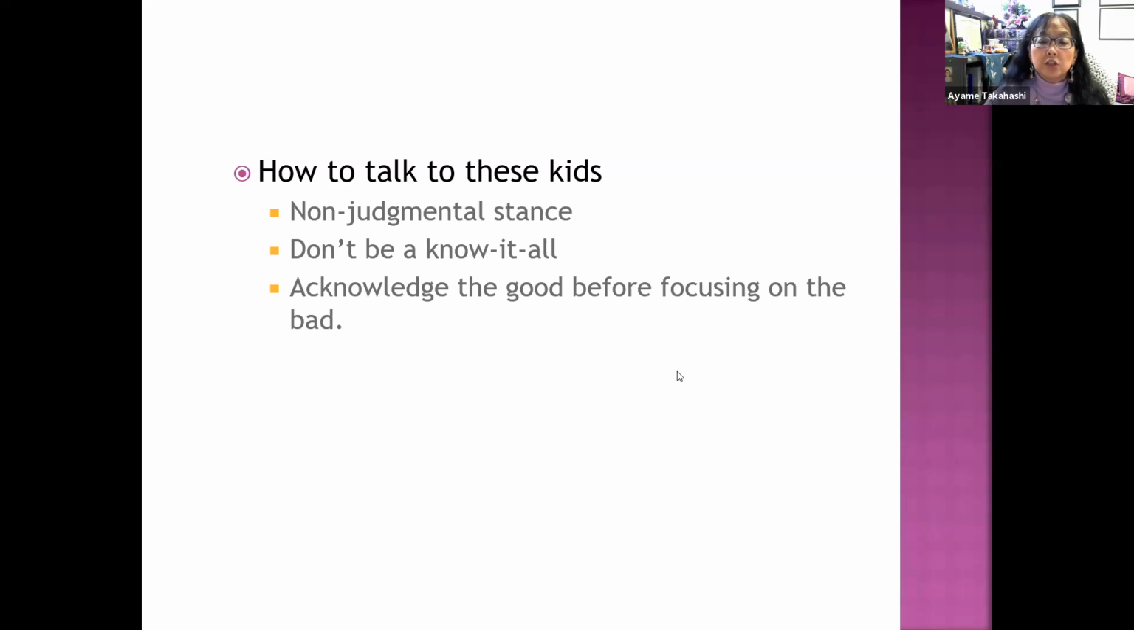And then acknowledge the good before focusing on the bad. So for example, if you're seeing a teen and the parent together and the teen is talking about how they were able to quit for several weeks on their own, but then the parent is immediately on the fact, well, blah, blah, blah, you did this and this and this. The parent may also need some help in terms of acknowledging that, yes, the child tried and maybe needs more help, as opposed to just immediately jumping on all the negatives.